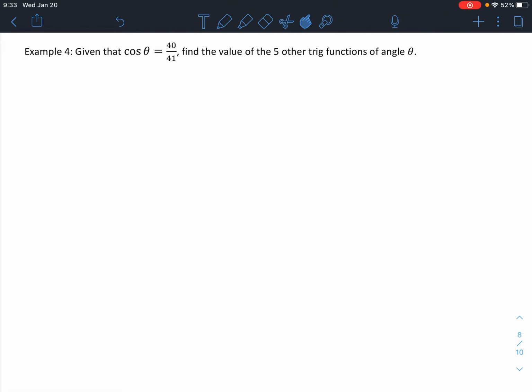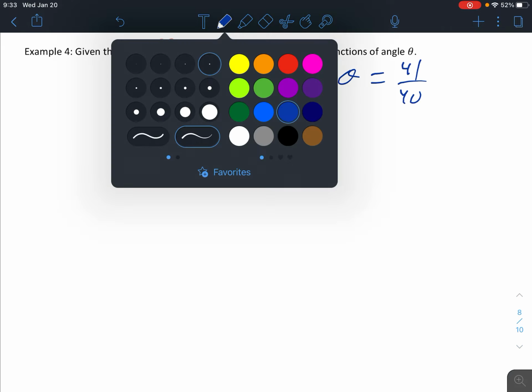All right, same thing for example 4 here. They give us enough information to draw this triangle out. But I'm going to do something a little different here. Since I already know the cosine, I'm going to do the secant right away. The secant is the reciprocal of that, so it's 41 over 40. And we're done with one of the 5 without even drawing the triangle.